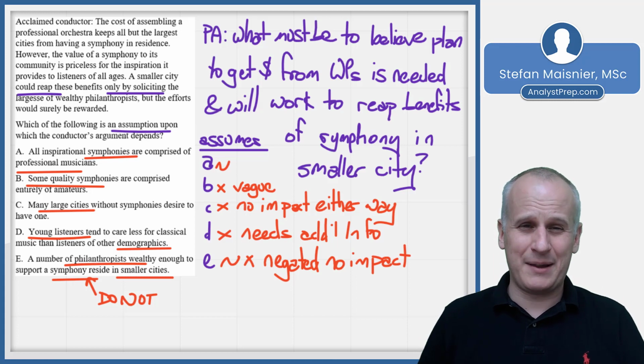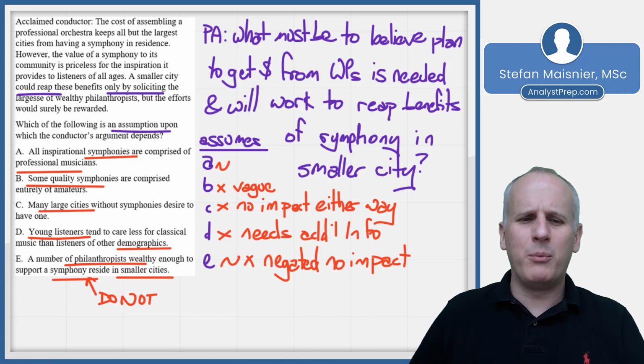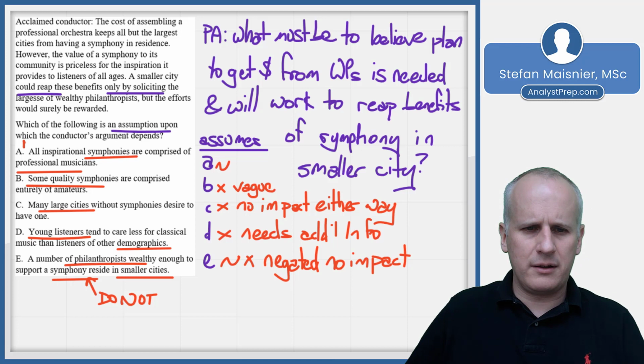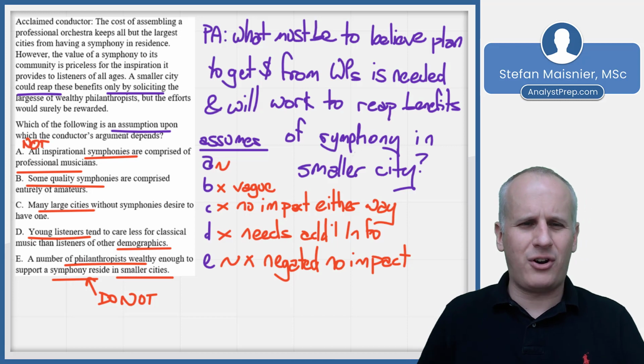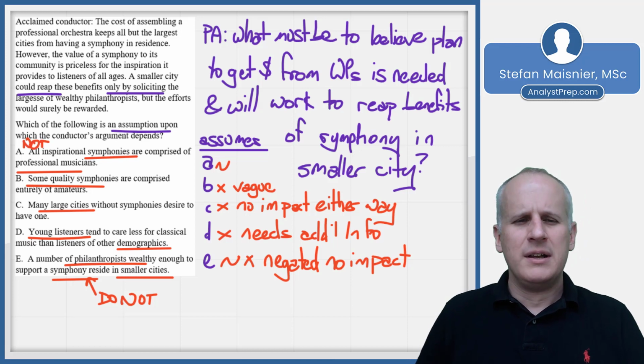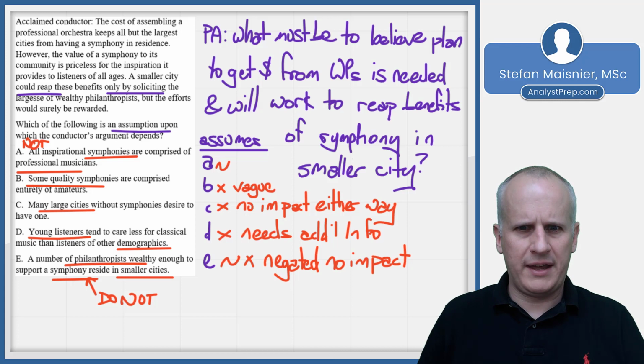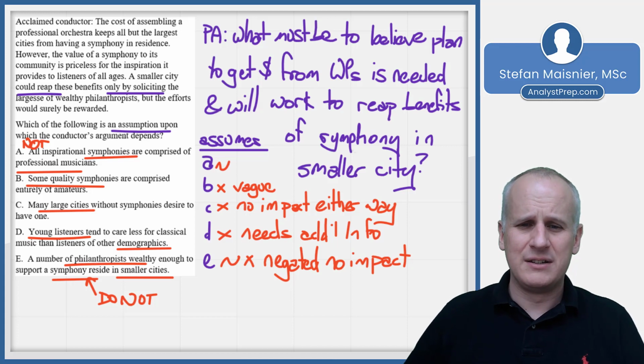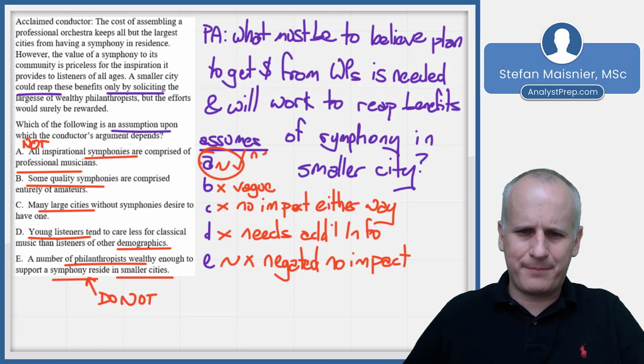And on the exam, you might go, well, it's got to be A now. But we remember that our negation of all is just not all. So if we read not all inspirational symphonies are comprised of professional musicians, well, now I can potentially have a symphony without having to pay for it. And the entire point of this plan was that we had to pay for the symphony. So this would be our negated fail in choice A.